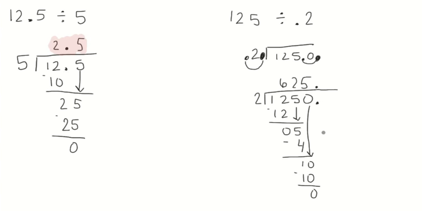0. I have no other numbers to bring down. My remainder is a 0. Then I know I am done. I did not need my decimal here, but it's okay. It's okay. 625.